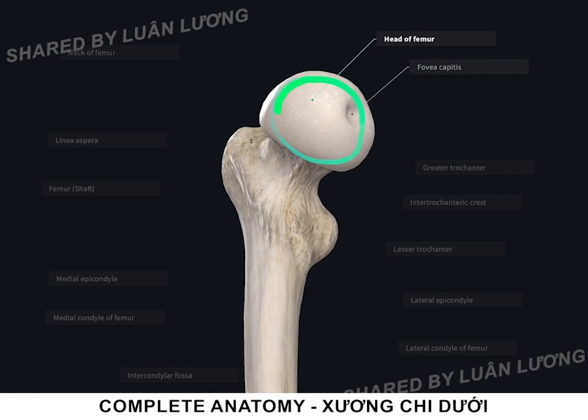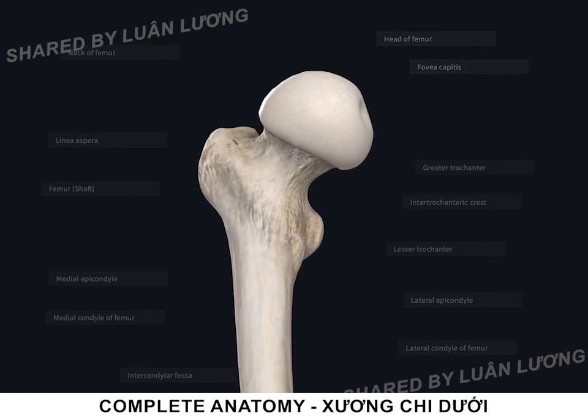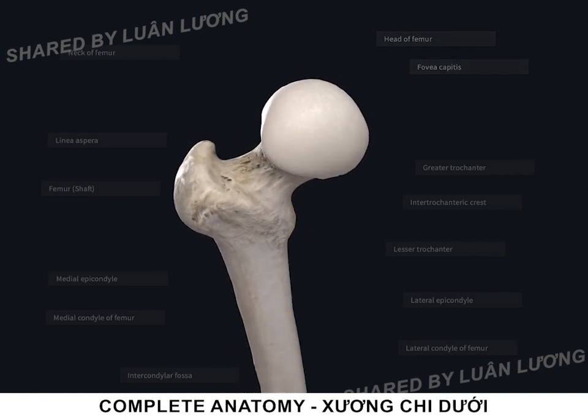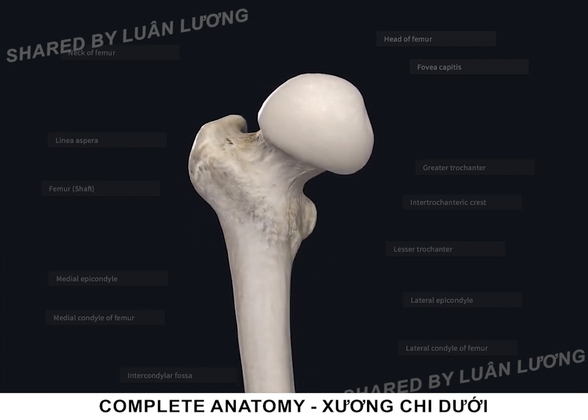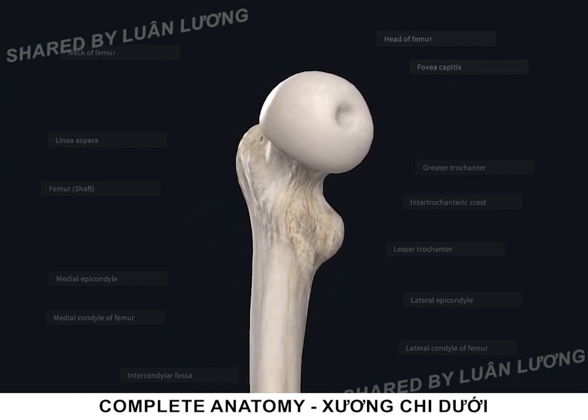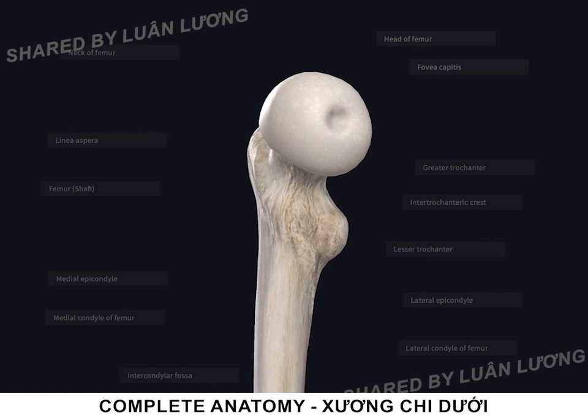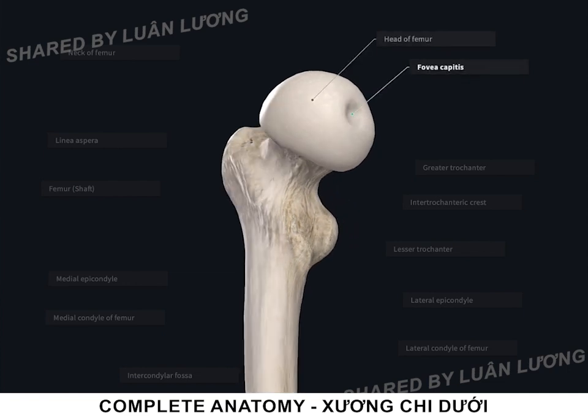Now, the head of the femur is going to be directed medially, and it will meet up with the hip bones. As we can see, the surface of the head of the femur is going to be covered with articular cartilage, which is where it meets up with the acetabulum of the hip. On the medial side of the head of the femur, there is a small depression, or a pit, and this is known as the fovea capitis. So again, that will help you with orientation, and that will be directed medially.